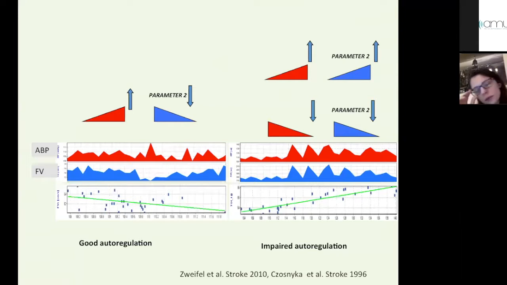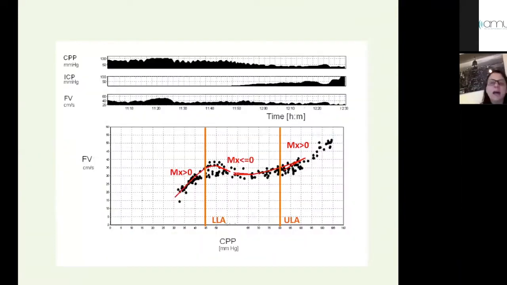The relationship between these two parameters has been called Mx by the group of Cambridge. And basically from the calculation of the Mx, you are able in real time to build our Lassen curve, where when you have a positive relationship between the two parameters we were talking about a few seconds ago, so here and here, it means that the patient is not autoregulating. When you have a negative value of Mx, so when the patient is autoregulating, it means that we are at this point of our Lassen curve.